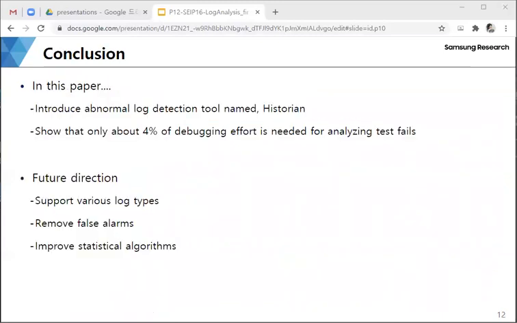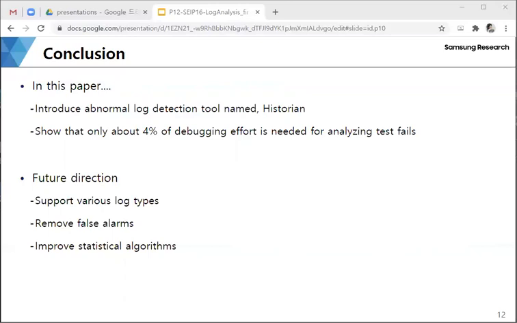It's time to finish my presentation. In our paper, we introduce a new log analysis approach called Historian. We use test history for finding abnormal log lines that occurred in failed tests. And our experimental result shows that developers only need to check 4% of log lines for getting debugging insight.